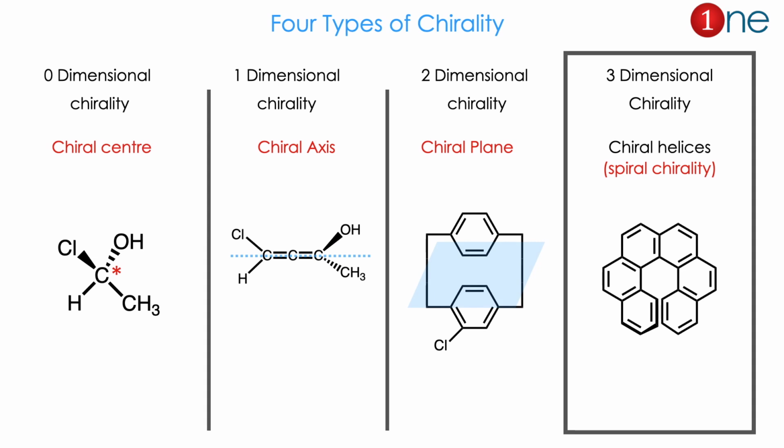Normally 4 types of chirality are known. The first one is zero dimensional, which everybody knows, the chiral center: the carbon attached with 4 different atoms. Then the one dimensional chirality comes in the allene system, cumulative double bonded systems. It is normally called a chiral axis. Then the next is 2 dimensional chirality. Normally it has a chiral plane. The compound has a chiral plane inside, so it is called 2 dimensional chirality.